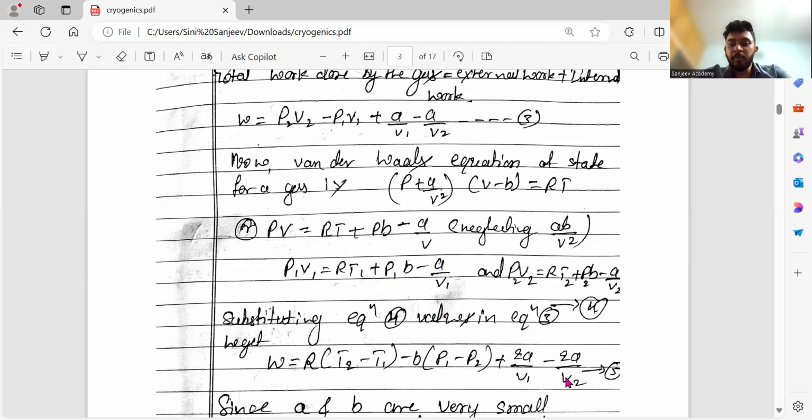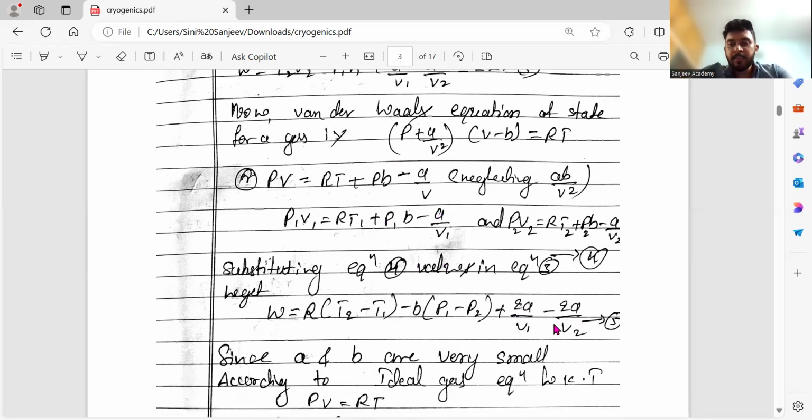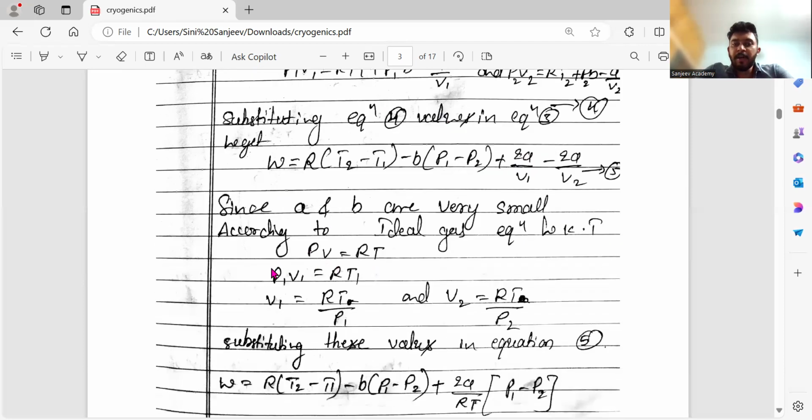Then we'll be getting here 2A and 2A. So again, I will tell you, this is not QA or QA. This is 2A and 2A. Okay, the handwriting is pretty bad in this. So this is 2A and 2A. The same thing what I told, PV is equal to RT, P1 V1 equals RT1. So from this again, we can find V1 and V2.